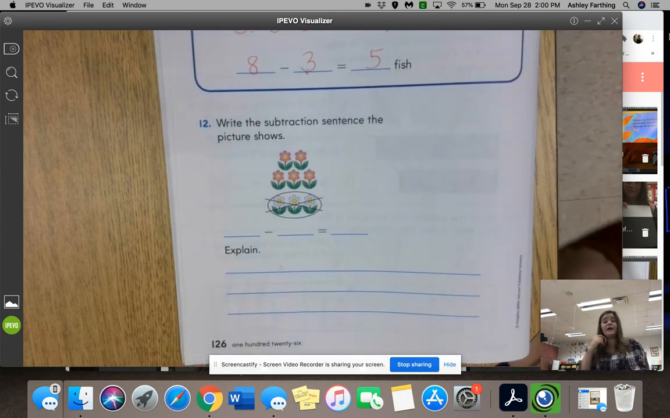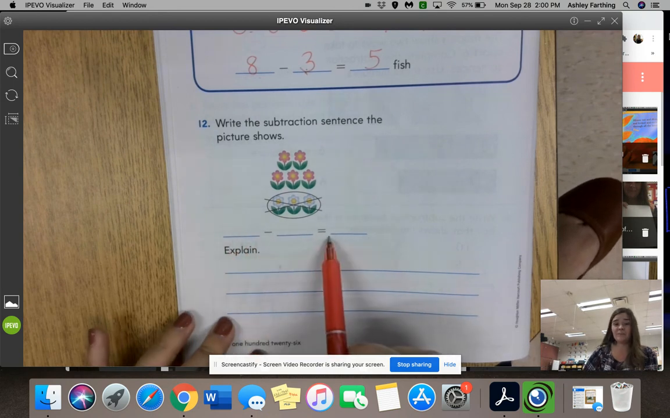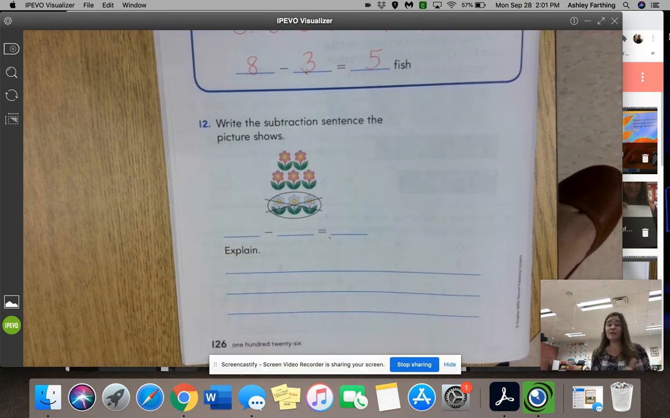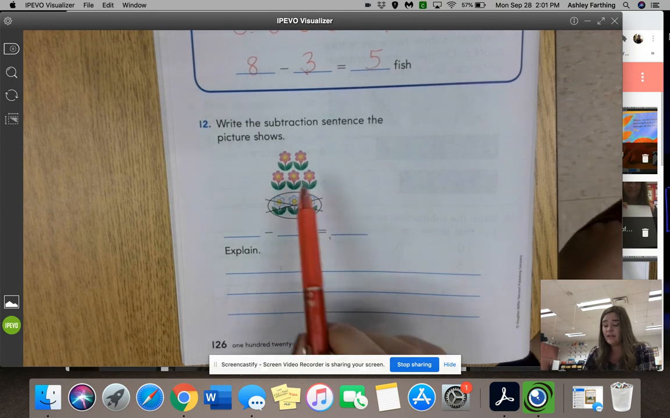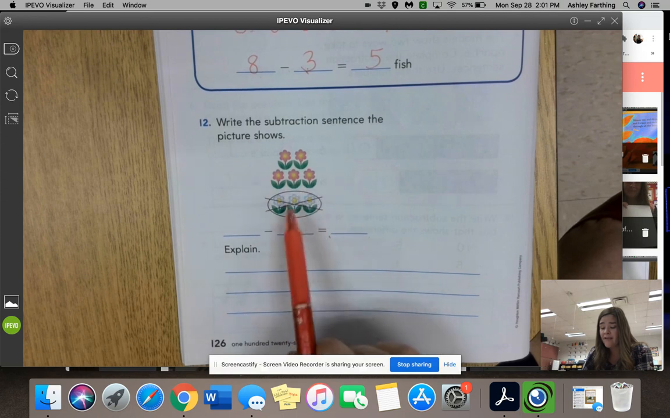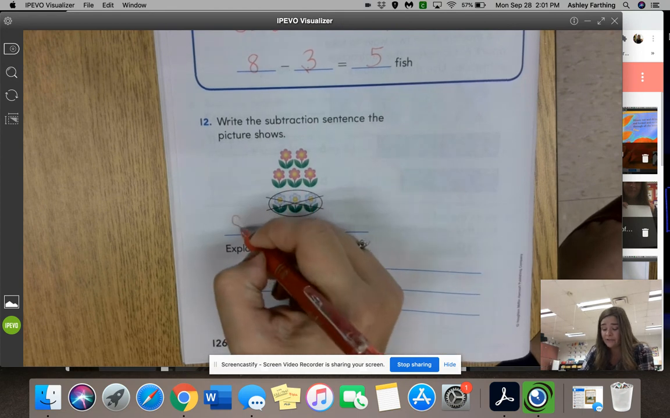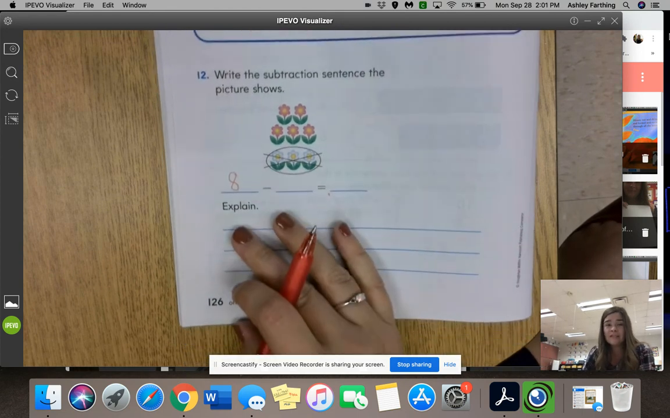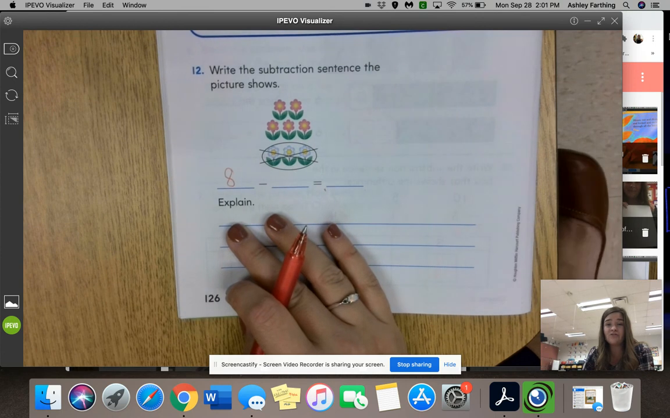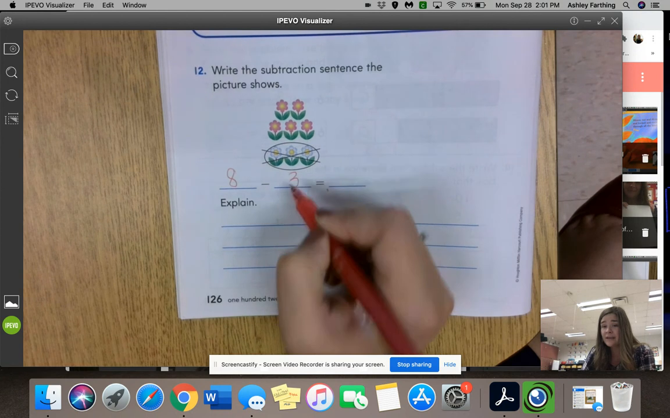And the last one, we're not going to write a sentence at the bottom, but we're going to do the subtraction equation together. Remember, in subtraction, we always start with the bigger number. So we have to see how many flowers we started with. How many flowers did we start with? Let's count them. 1, 2, 3, 4, 5, 6, 7, 8. We started with 8 flowers. Now, how many did we take away? How many flowers did you take away? We took away 3 flowers.